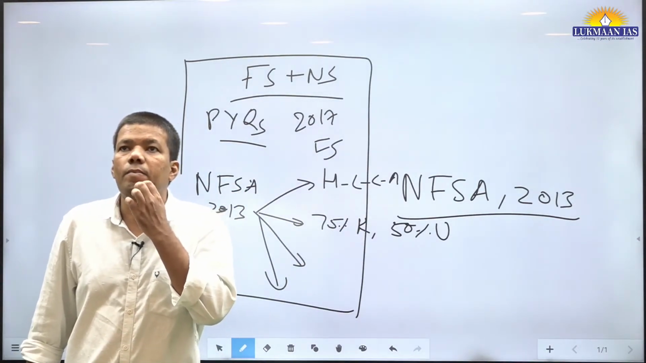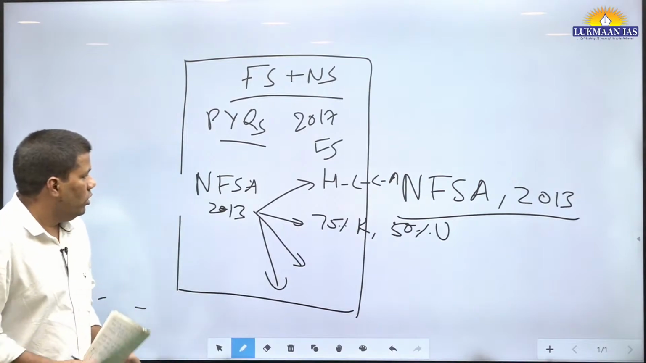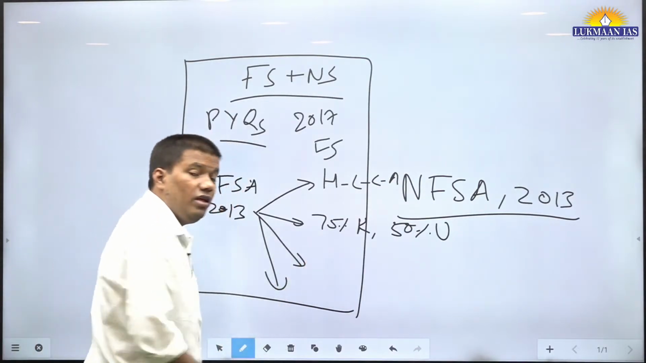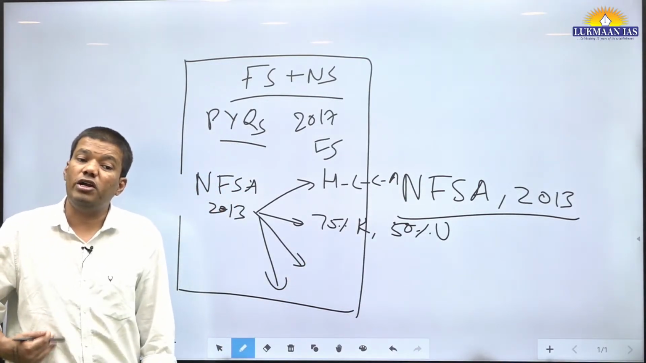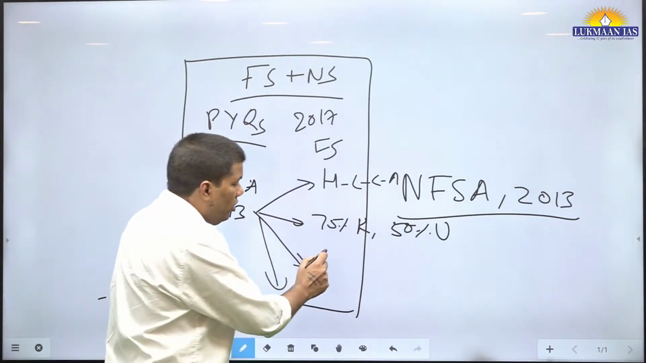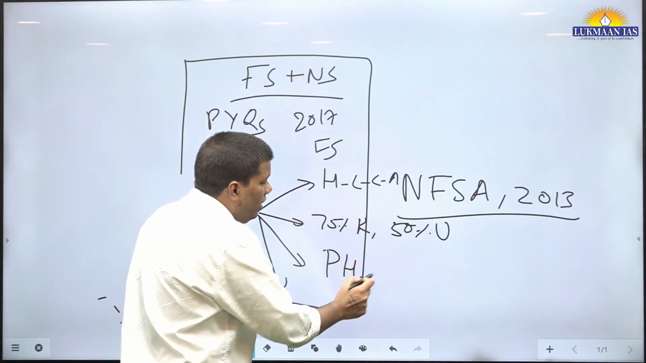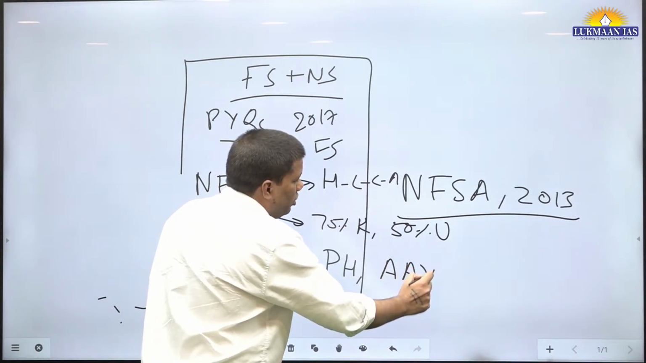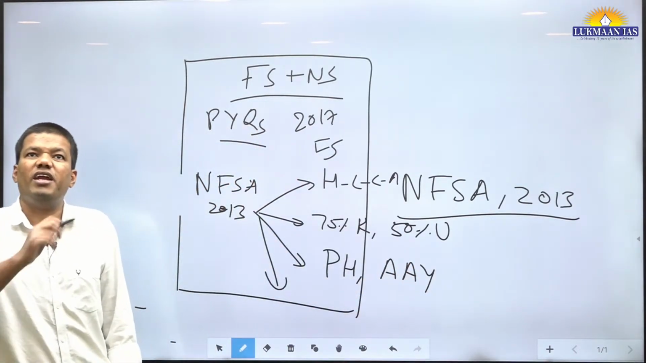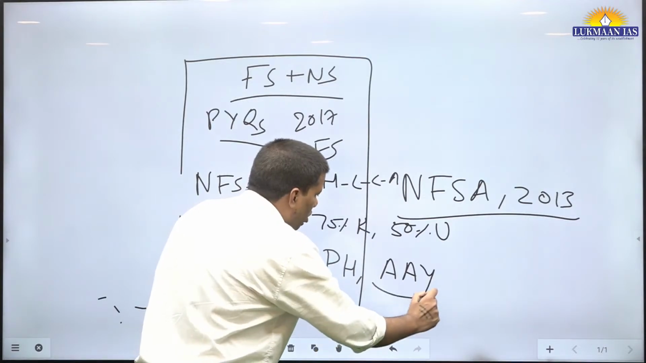Right. Then, now you can show your understanding as well in this exam. Then you will talk about priority household and Antyodaya Anna Yojana. See, you have to segregate between these two. Any idea how these two are different?